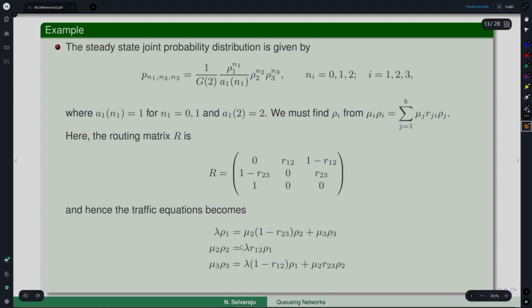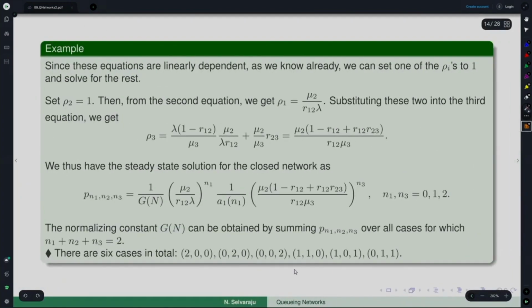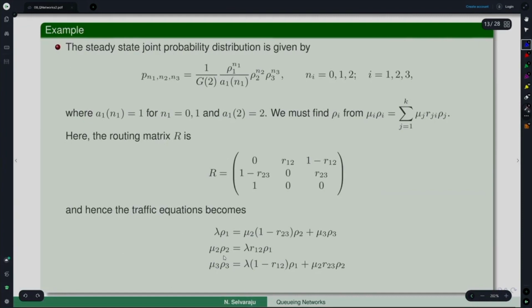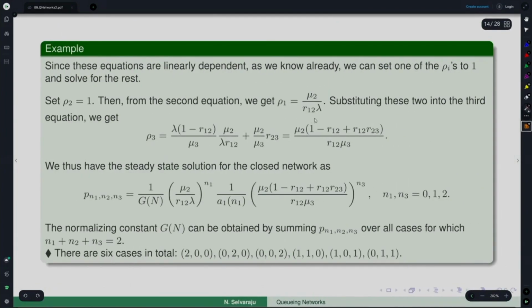Then this equation, right, would be a set of these 3 equations. We know these equations are linearly dependent, so we have to set one of them equal to a constant. So, conveniently we set rho 2 equal to 1. Okay. Now, if rho 2 equals 1, then from this equation rho 1 is simply mu 2 over lambda times R12, is what you will get here as rho 1.